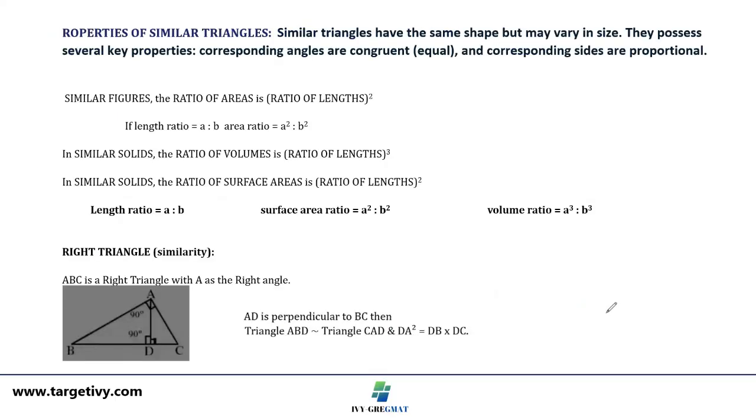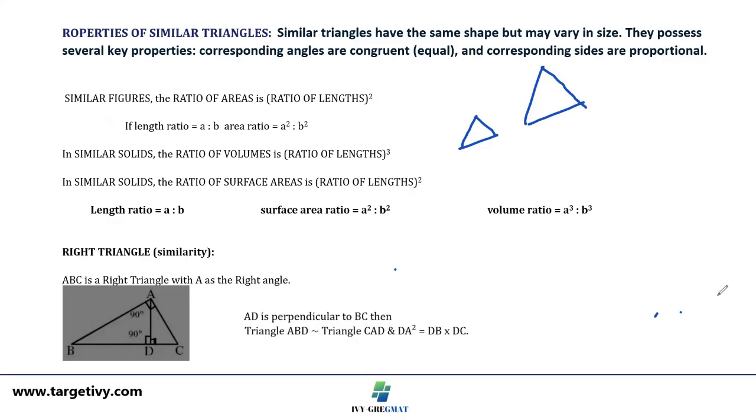Similar triangles have the same shape, but they vary in size. If they vary in size but have the same shape, then how do we call them similar? Corresponding angles are congruent, congruent means they are equal, and corresponding sides are proportional. So a triangle of this small size and a triangle of this size can be similar triangles. Though they look different, they can be called similar triangles.